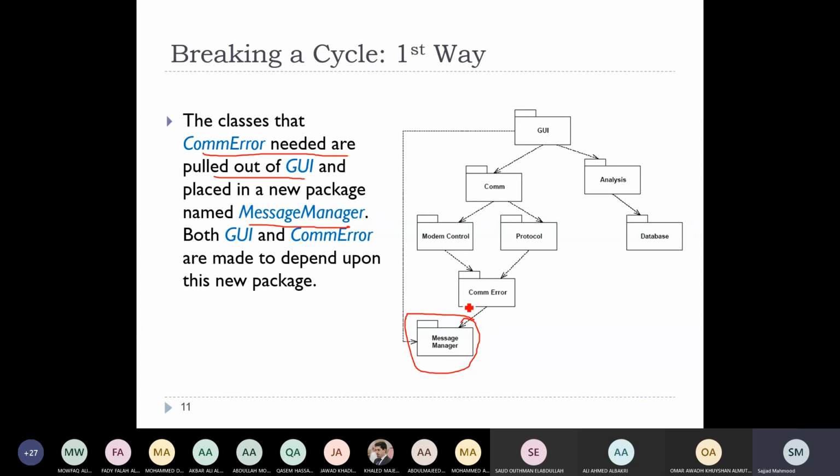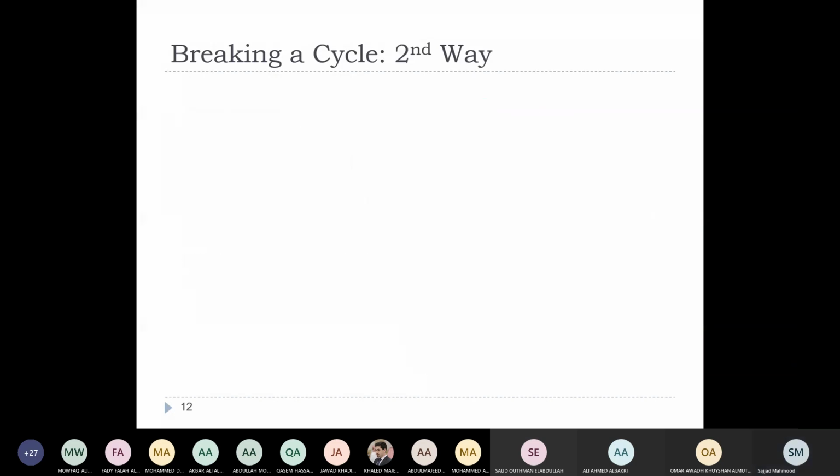So one solution is to create new packages to split them. Since there was a dependency between common error and GUI, that meant that there were certain classes in common error which were depending on classes in GUI. So we pull those classes out, create a new package, and as a result, we break this cycle. This is one solution. As I said, there could be many solutions.